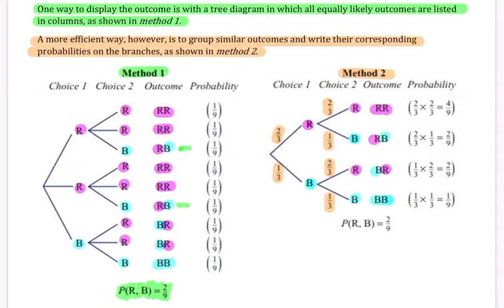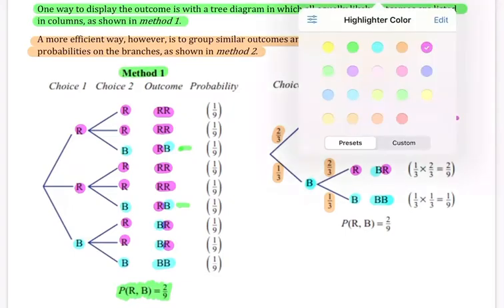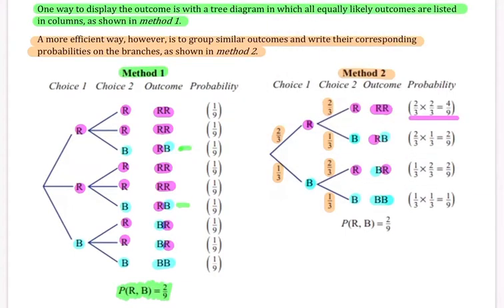But we find that the probability of red, red is 4 out of 9 that it occurs. Our probability of red then blue is 2/3 times 1/3, which equals 2/9. Our probability of blue and red is 1/3 times 2/3, which is 2/9. And our probability of blue, blue is 1/3 times 1/3, which is 1/9.